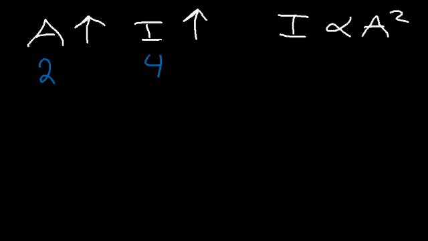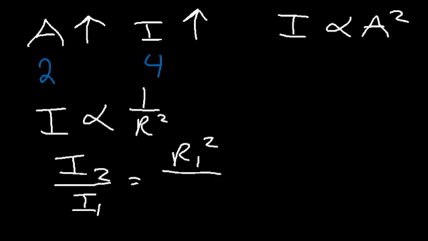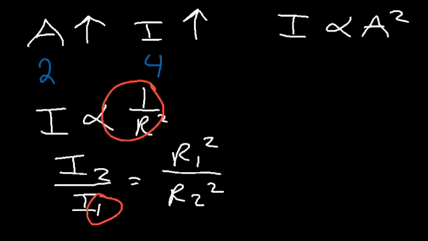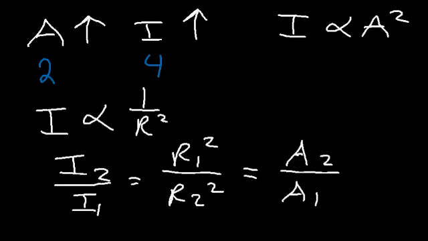Now, we know that intensity is inversely related to the square of the radius. And we have the equation I2 divided by I1 is equal to R1 squared divided by R2 squared. Because it's inversely related, notice that the subscripts are flipped. They're opposite of each other. But the intensity is directly related to the square of the amplitude. So the subscripts are going to match. Since we have I2 on top, we're going to have A2 on top. So it's going to be the square of A2 divided by the square of A1.